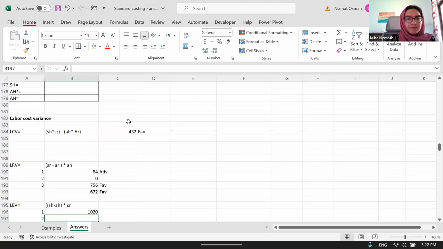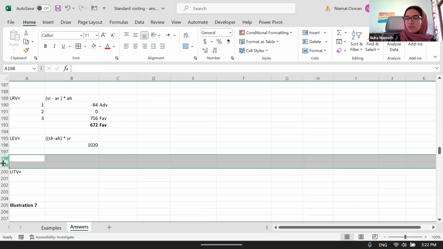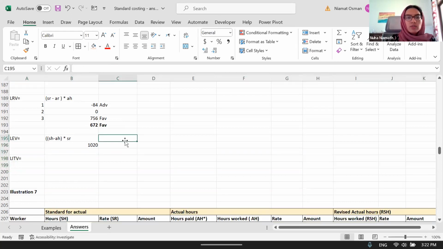Standard. That is 1000. We did not split it. We found it directly for the total. So what do you think? This is favorable or adverse? It is favorable because we have taken lesser hours.